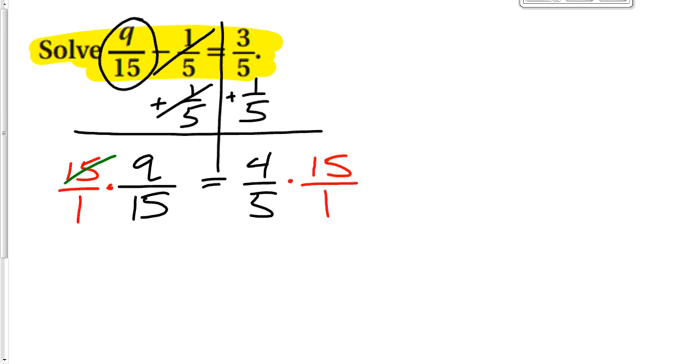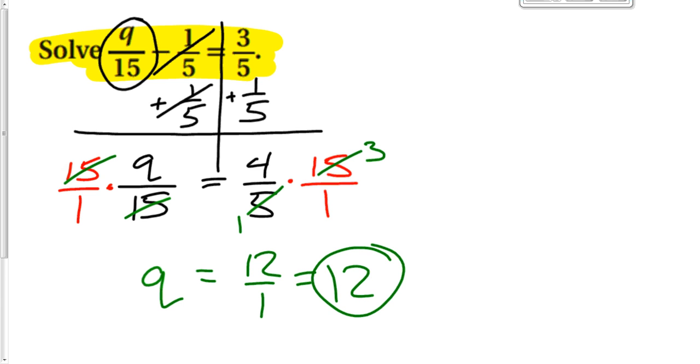So we're left with q over 1, or just q. And then we can do a little shortcut over here. Divide both of these by 5. And we have 4 times 3, or just q equals 12. And you can go through and check that and make sure that it works out.